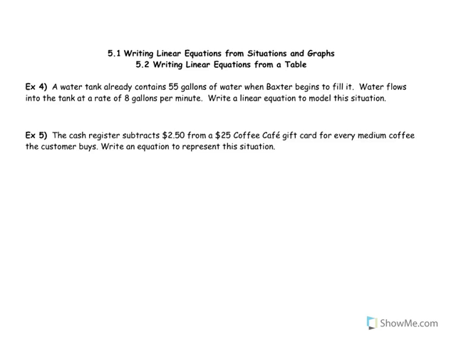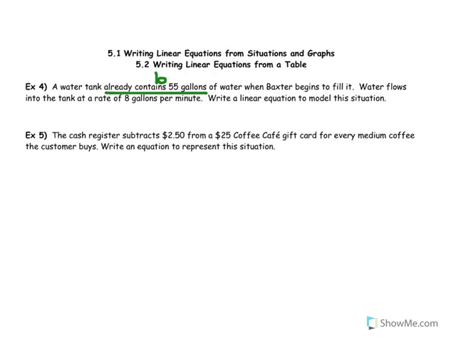All right, a water tank already contains 55 gallons of water when Baxter begins to fill it. Water flows into the tank at a rate of 8 gallons per minute. We need to write a linear equation to model this situation. I know that the tank already contains 55 gallons. That is my B. That's my initial value. It doesn't change no matter what. There was 55 gallons of water already in that tank.